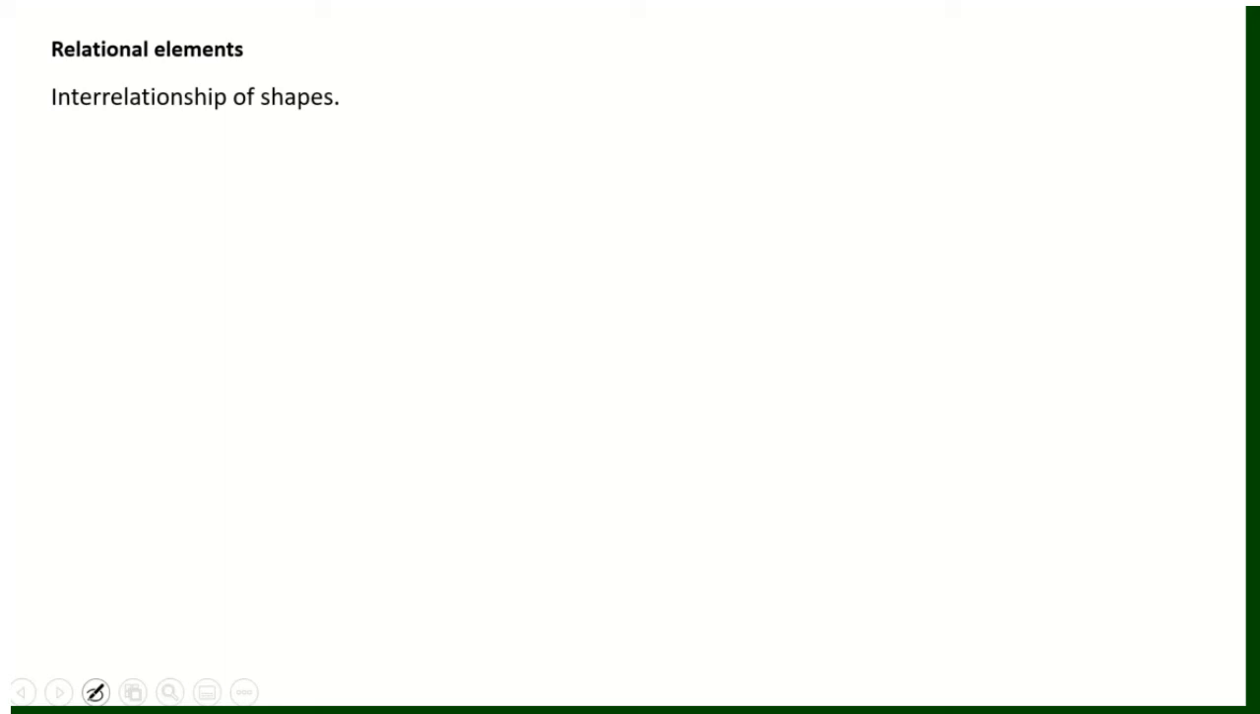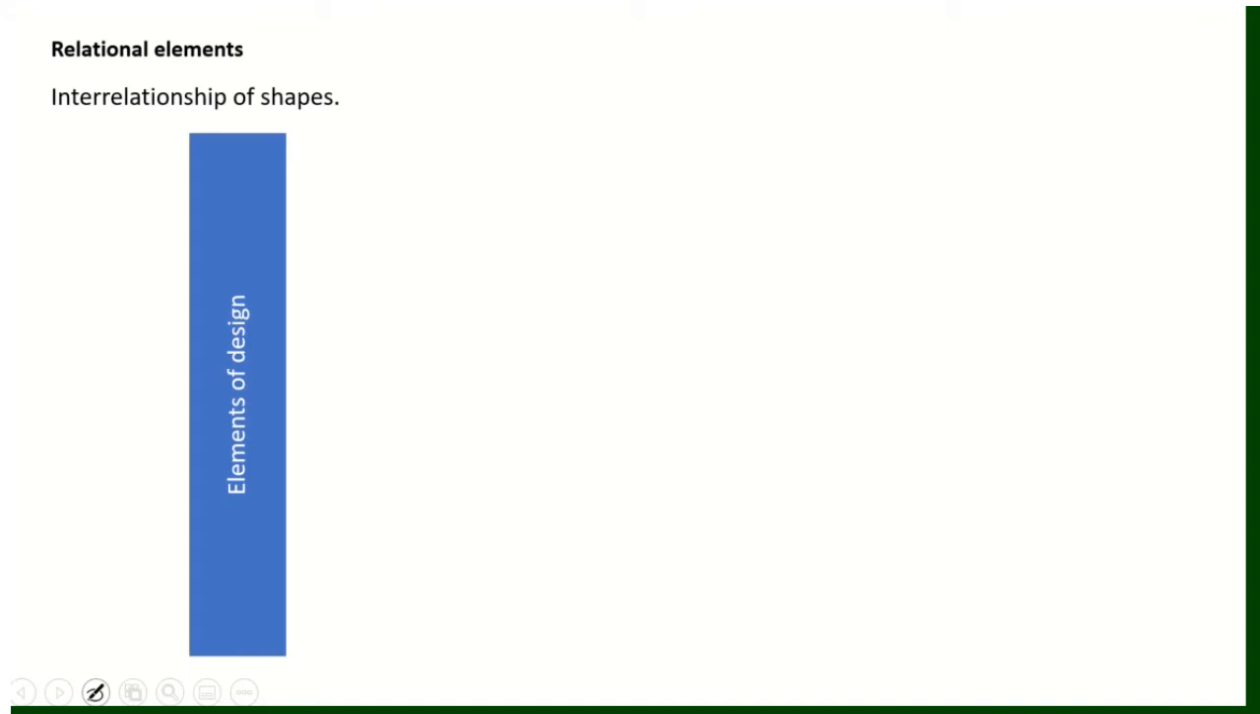The next element is relational elements, which gives the interrelationship of shapes. This group of elements governs the placement and interrelationship of the shapes in a design. Suppose we consider some design, some of them are to be perceived, like direction and position.